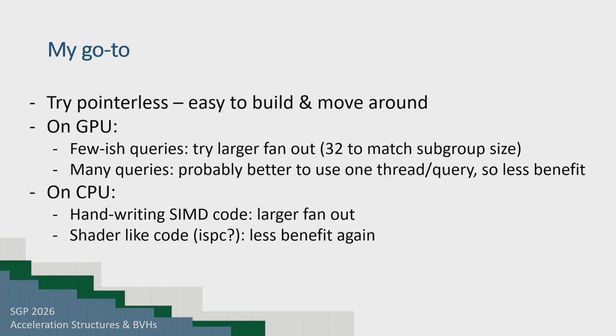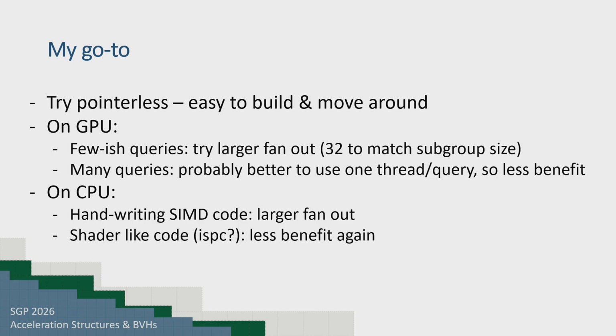However, if you really have a lot of queries, so if you do ray tracing, you have millions, hundreds of millions of queries, it's probably better to go with the standard approach where you don't have this large fan out and you just pick one thread handling one query and then traverse the tree that way.